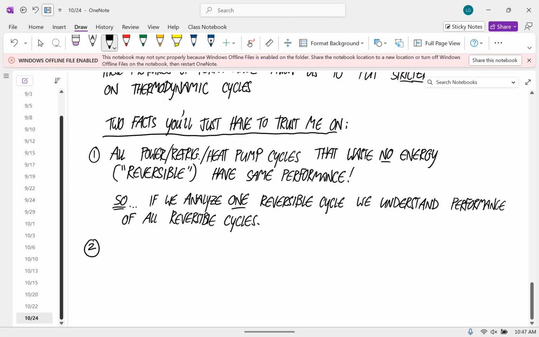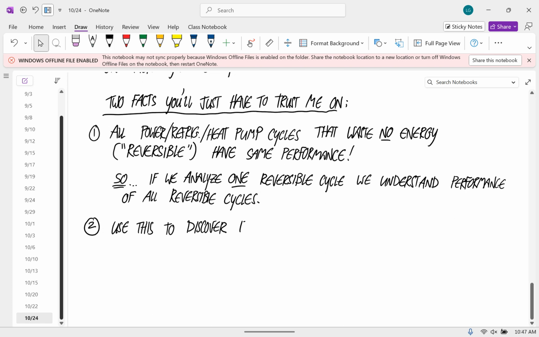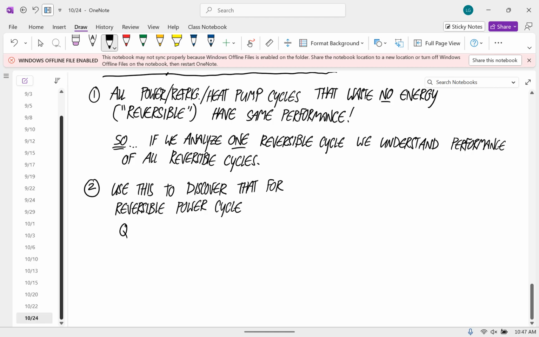And then the second one here is you can use this fact to discover that for a reversible power cycle, the ratio of the heat lost in the exhaust, QC, over the heat gained at the boiler, QH, is equal to the ratio of the temperature of the cold reservoir divided by the temperature of the hot reservoir.